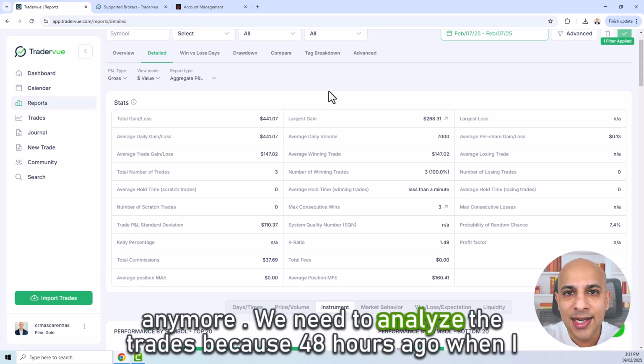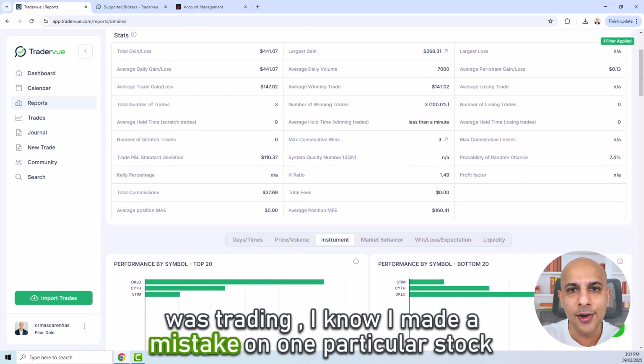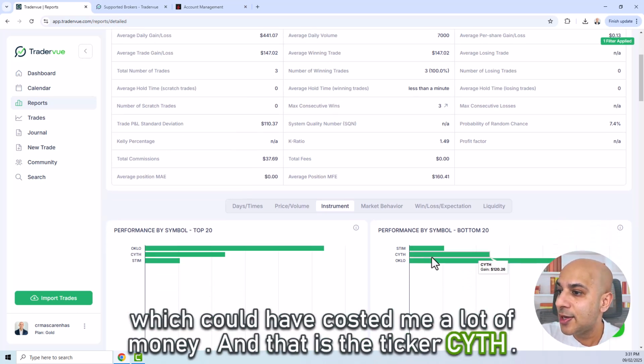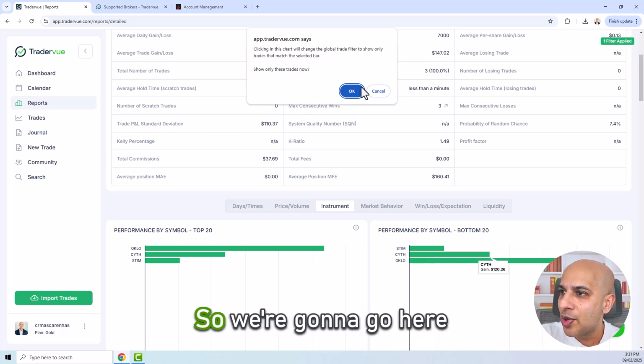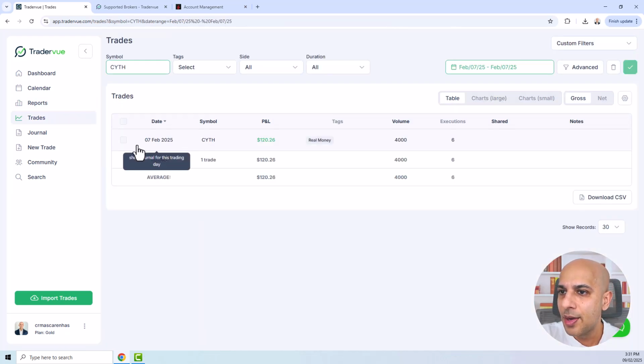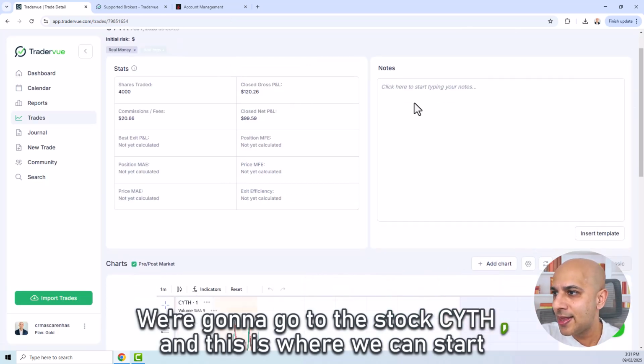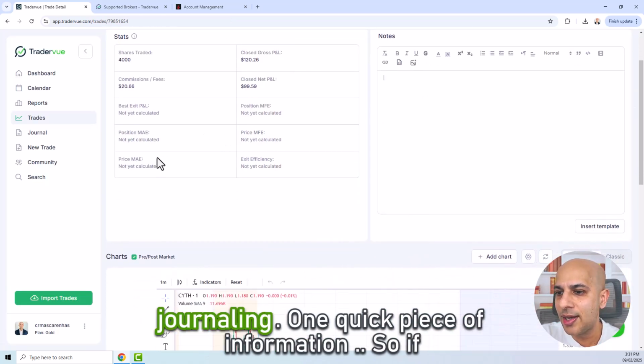We need to analyze the trades because 48 hours ago, when I was trading, I know I made a mistake on one particular stock, which could have cost me a lot of money. And that is the ticker CYTH. So we're going to go here. We're going to go to the stock CYTH. And this is where we can start journaling.